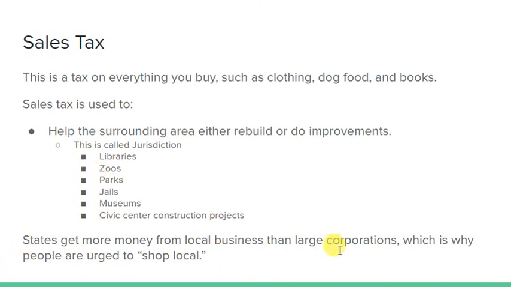States get more money from local business than large corporations, which is why people urge you to shop local. This is very true. I can't remember the exact percentage. I think if it's from a large corporation, it's 12%, and then if it's from a local business, we get 46%. And I'm not saying that the sales taxes are taxing local stores more than large corporations. We just don't get as much funding because obviously large corporations have some other legal thingy that I don't understand. Again, I'm not a legal tax expert. I'm just your math teacher, so.